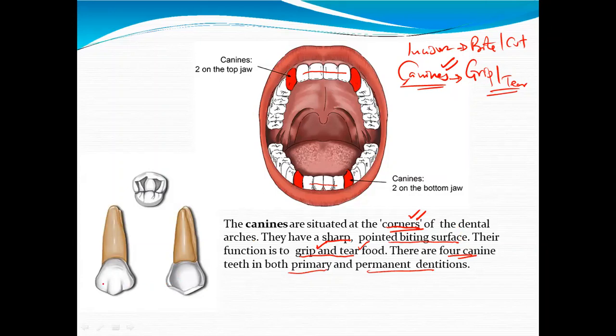That means 2 in the upper jaw and 2 in the lower jaw. So, and you can see the structure. This is an anterior view and this is a posterior view of the canines. Even dogs, when they're eating their meat and other things, usually hold it with the canines.